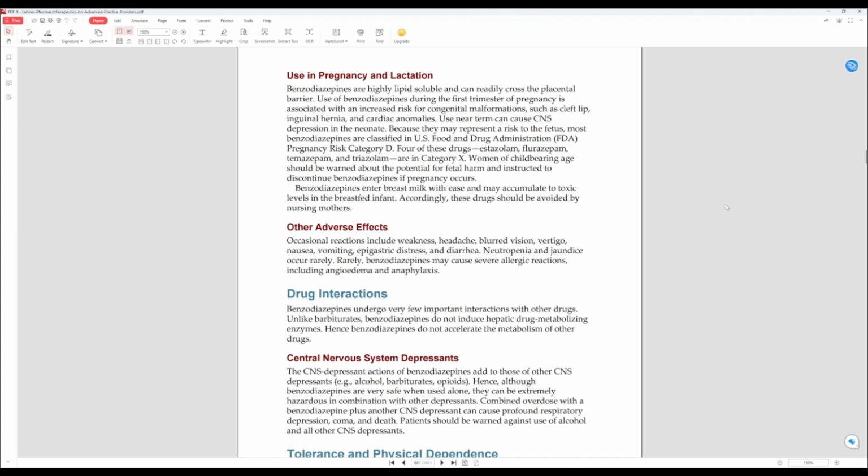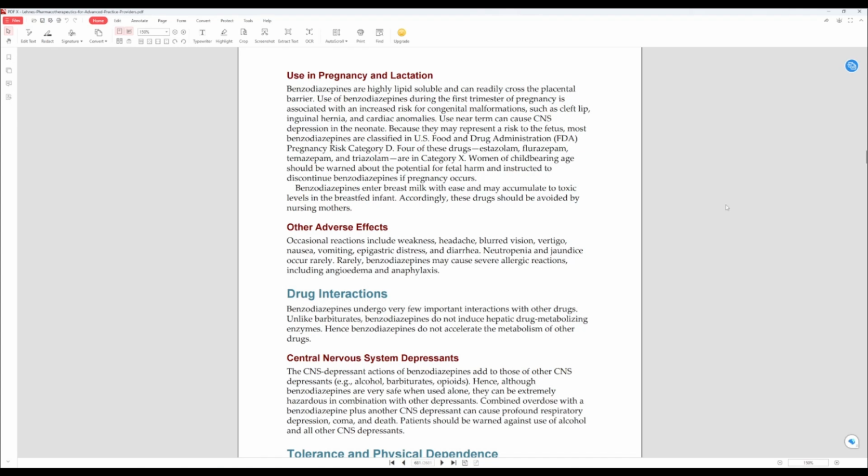Because they may represent a risk to the fetus, most benzodiazepines are classified by the FDA as pregnancy risk category D. Four of these drugs, estazolam, flurazepam, temazepam, and triazolam, are in category X. Women of childbearing age should be warned about the potential for fetal harm and be instructed to discontinue benzodiazepines if they become pregnant. Benzodiazepines also may enter breast milk with ease and may accumulate to a toxic level in the breastfed infant. Accordingly, these drugs should be avoided in nursing mothers.